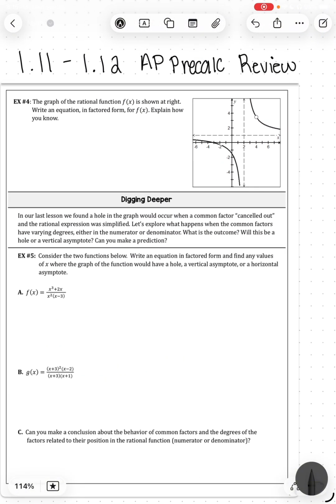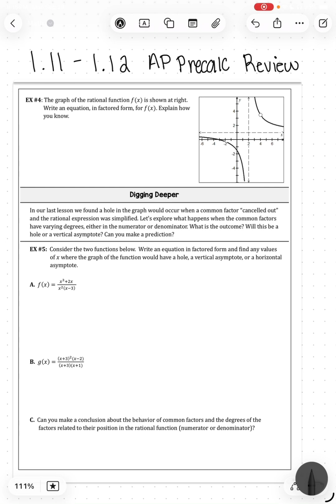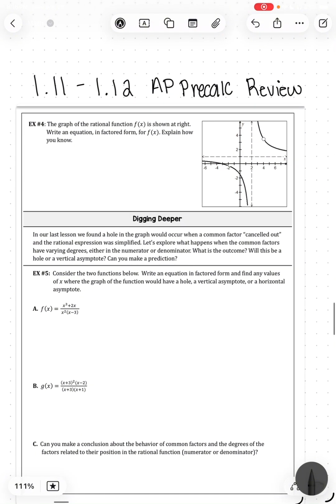Let's get started. The graph of the rational function f of x is shown at the right. Write an equation in factored form for f of x. Explain how you know. Okay, so we know our equations always start with the equation starter, which in this case would be f of x. And basically, we can see that there's a vertical asymptote at x equals positive 2. Okay, so we know that'll be in our denominator.